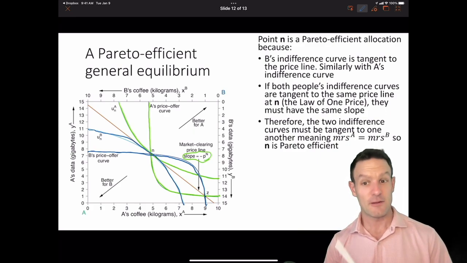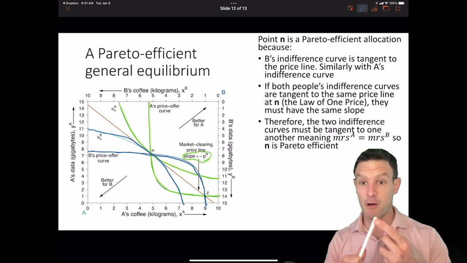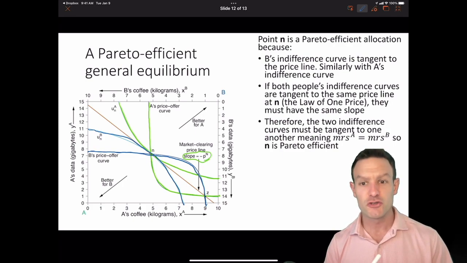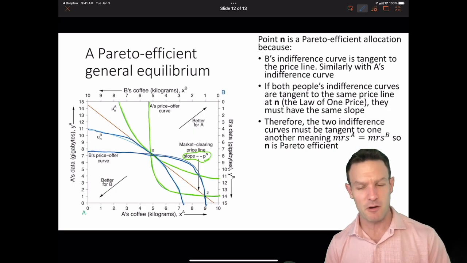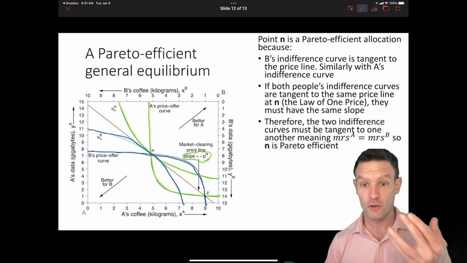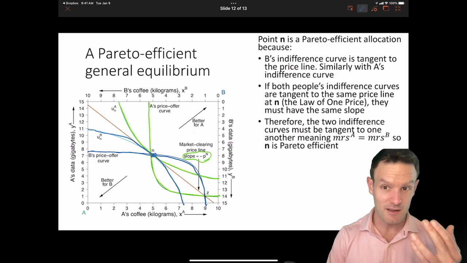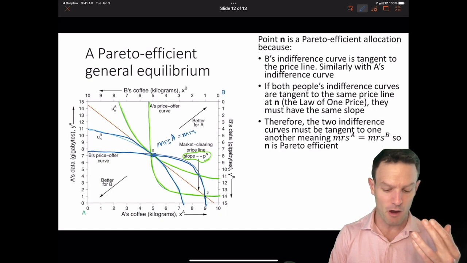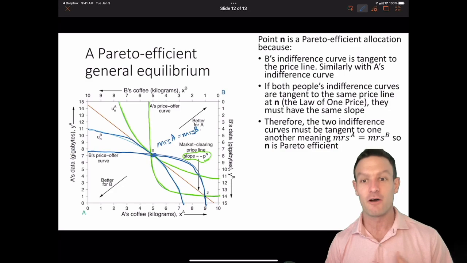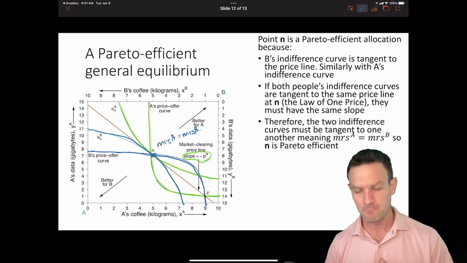Also remember that for both of them, they set MRS equal to MRT when they were finding their price offer curves. So MRS equals MRT for A, MRS equals MRT for B. Both of those are true at point N. Therefore, MRS_A equals MRS_B at point N. As a result, we have a Pareto-efficient allocation.